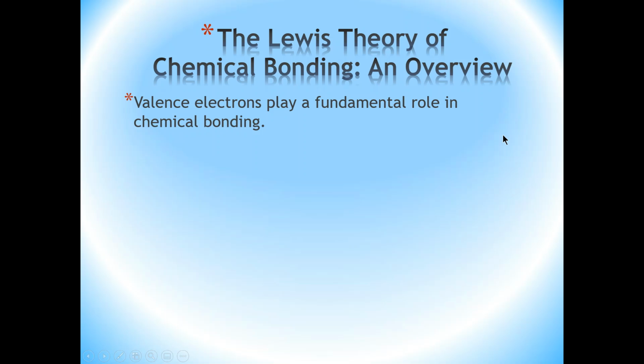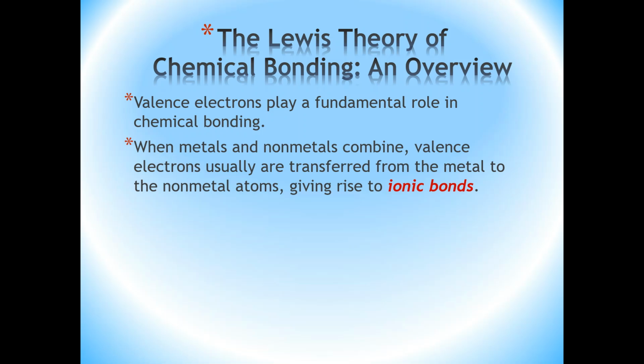Basically, the basis of this theory is that it is the valence electrons that play the most fundamental role in chemical bonding, both ionic and covalent bonding. What we're going to do now is focus on ionic bonding. Later on, we'll spend some more time discussing covalent bonding because that is a bit more complex. Ionic bonding takes place between metals and nonmetals for the most part. There are some exceptions, but generally speaking, it's the result of a reaction between a metal and a nonmetal.